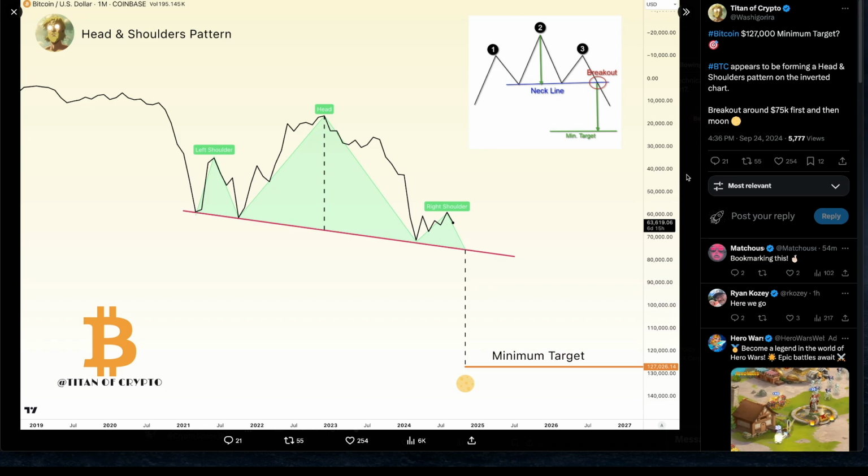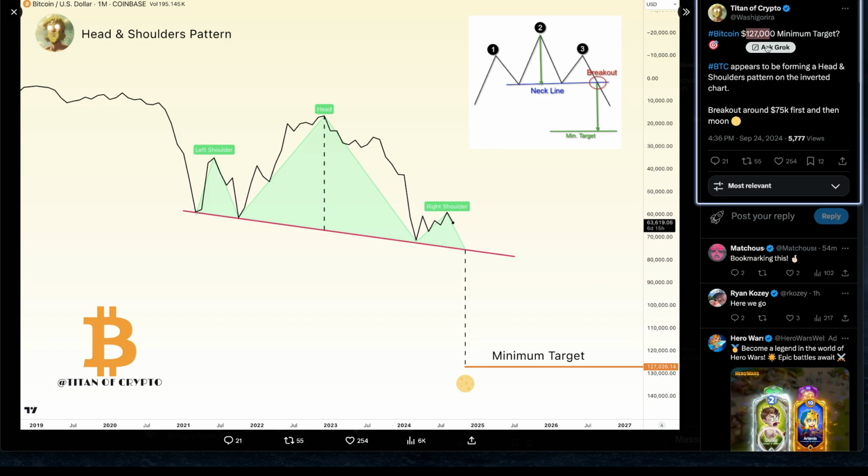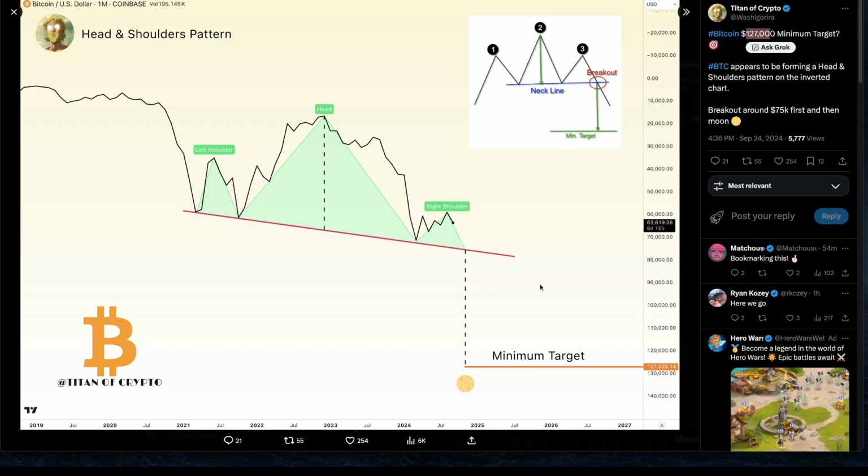Anyways, this is a monthly chart. BTC appears to be forming a head and shoulders pattern on the inverted chart, and the breakout is going to occur most likely at around 75k first and then moon, okay? And 127,000 is a minimum target for this breakout according to Mr. Titan. And guys, I would like to remind everybody that inverse head and shoulders is a bullish pattern.